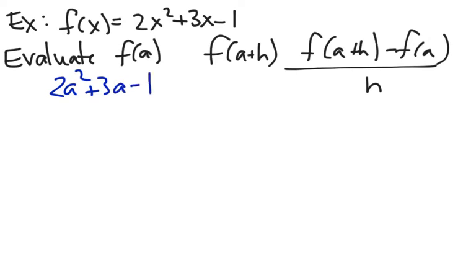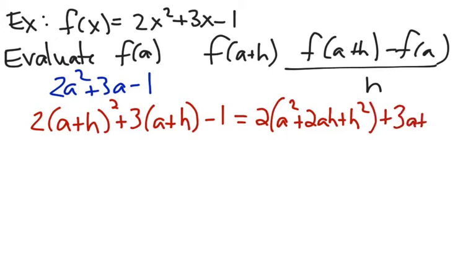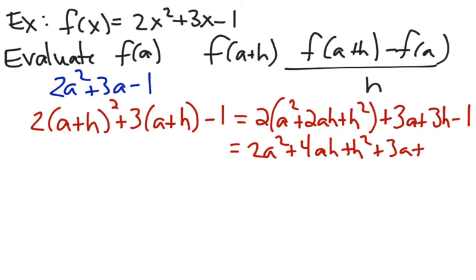And f of a plus h, also not that bad. Hopefully you're now at the point where you can square the a plus h without doing a lot of work. You should get 2 times (a squared plus 2ah plus h squared). And then I'll distribute. And then I got to do a little more distributing. 2a squared plus 4ah plus 2h squared plus 3a plus 3h minus 1. And I'm done because there are no like terms to combine.